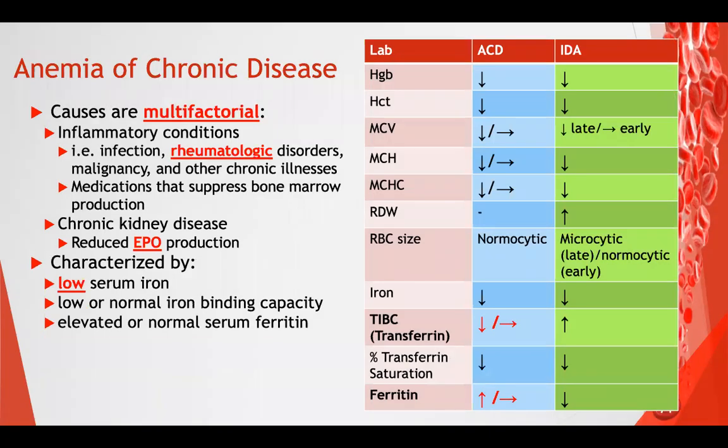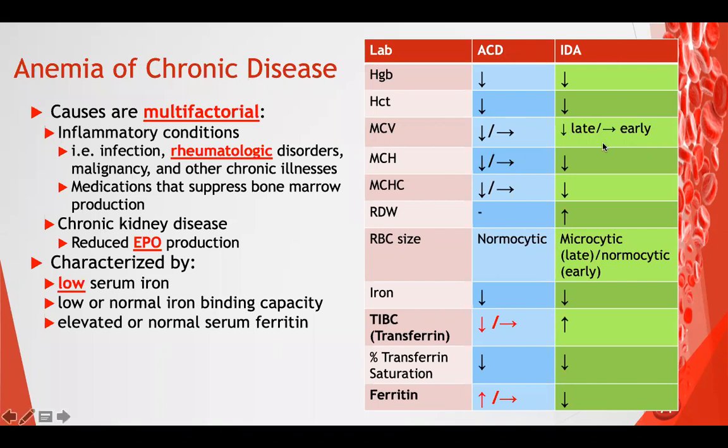And then we have anemia of chronic disease, and the cause of this anemia is going to be multifactorial. It includes inflammatory conditions like infection, rheumatologic disorders, and medications that suppress the bone marrow production. Individuals who have chronic kidney disease can experience anemia of chronic disease due to a reduced erythropoietin production. And this will be characterized by low serum iron, low or normal iron binding capacity, and an elevated or normal serum ferritin.